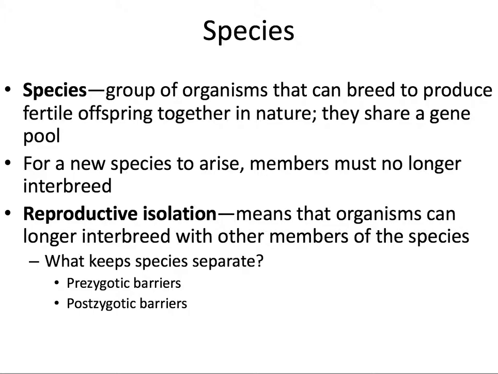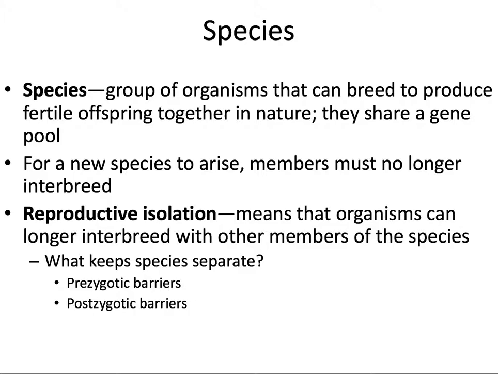For a new species to arise, members must no longer reproduce with each other. They must be separate from each other in terms of their reproduction, and that's called reproductive isolation. Reproductive isolation means just that. Organisms can no longer interbreed. So for new species to form, they must become reproductively isolated from each other so that they don't reproduce anymore.